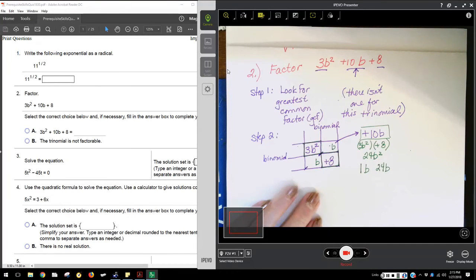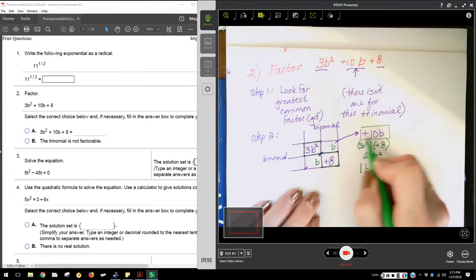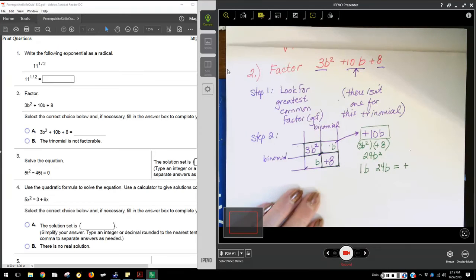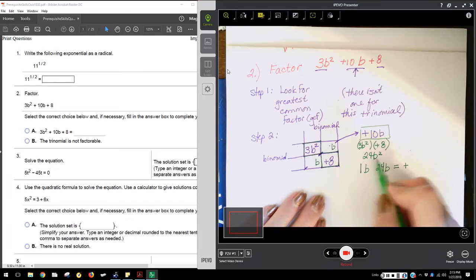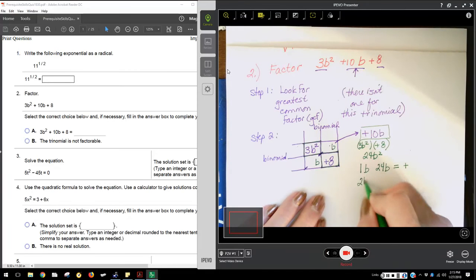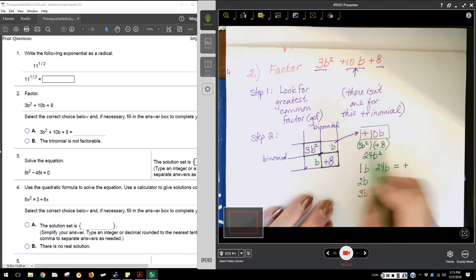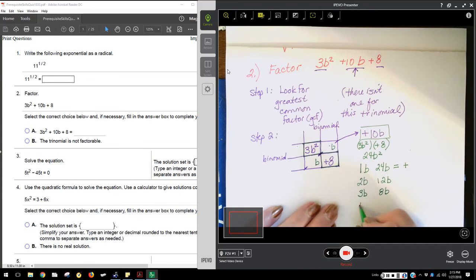And then the thing that I'm also going to consider is, since this is positive, when these things add up, there needs to be a positive result. So kind of tuck that away in the back of your mind for a minute. Now another set of factors that give me 24b squared would be 2b times 12b. Another set of factors would be 3b times 8b, which of course I sort of have there. And then the next set would be 4b times 6b.